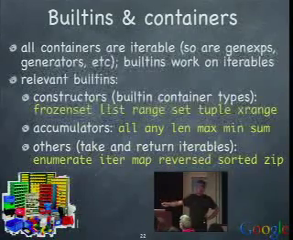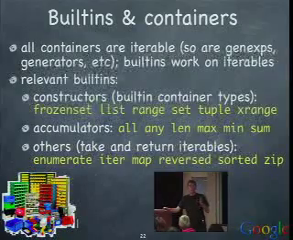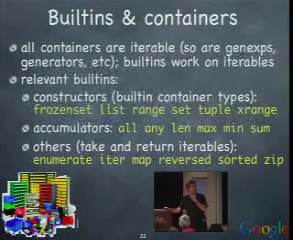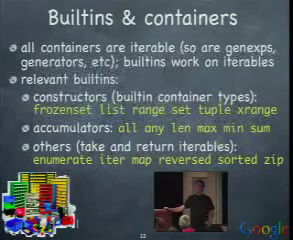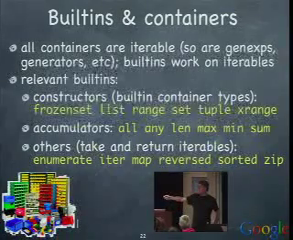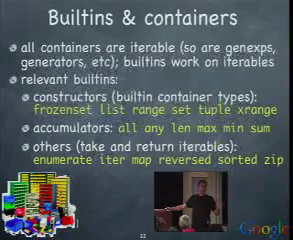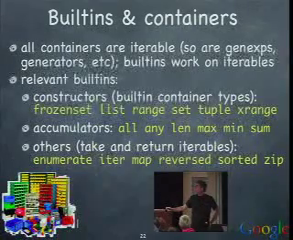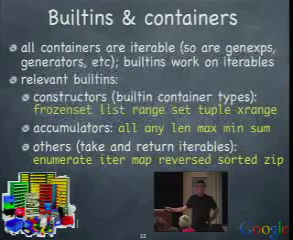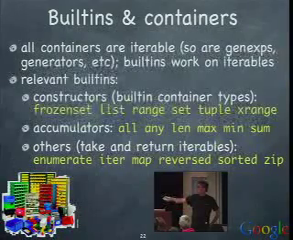Similarly, any returns true if any of the items in the iterable is true. Otherwise, as soon as it finds a false one, it returns false. I'm sorry, vice versa. As soon as it finds a true one, it returns true. Otherwise, if it gets to the end and none was true, then it is false.